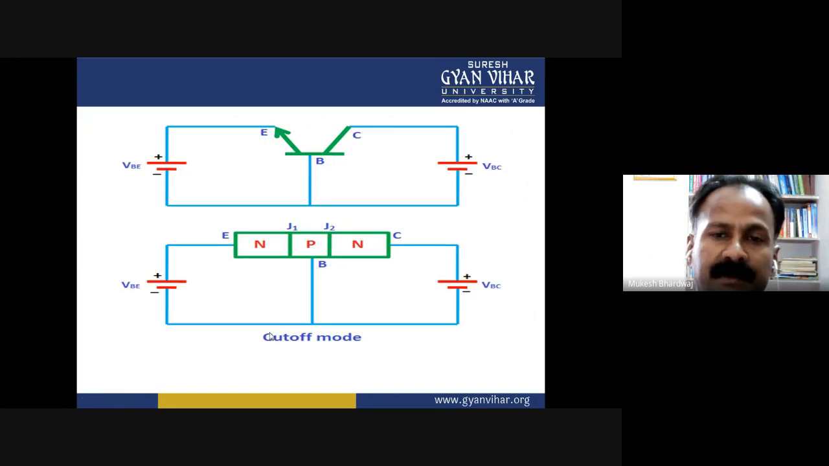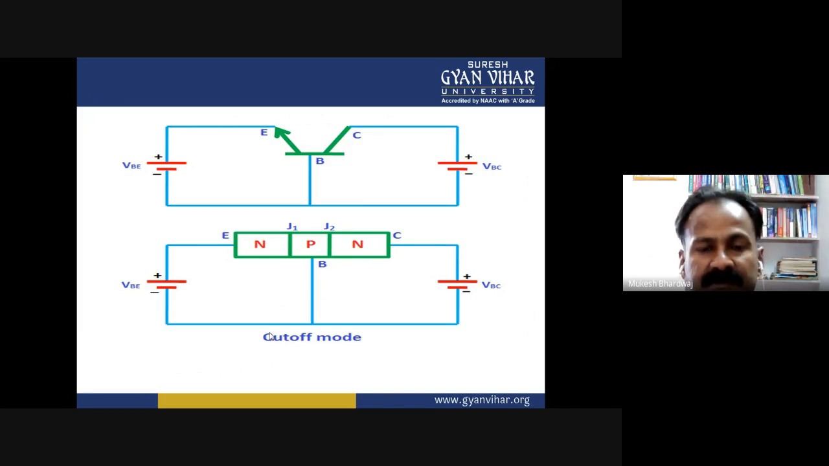This is the diagrammatic representation for cutoff mode, where both the emitter-base and collector-base junctions are reverse biased in the case of an NPN transistor.